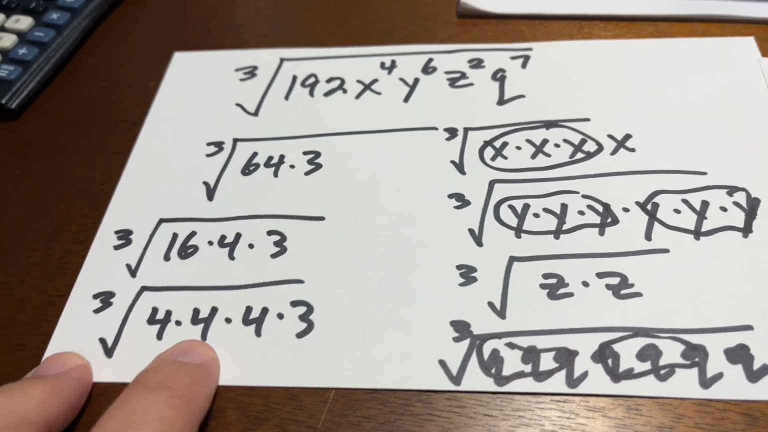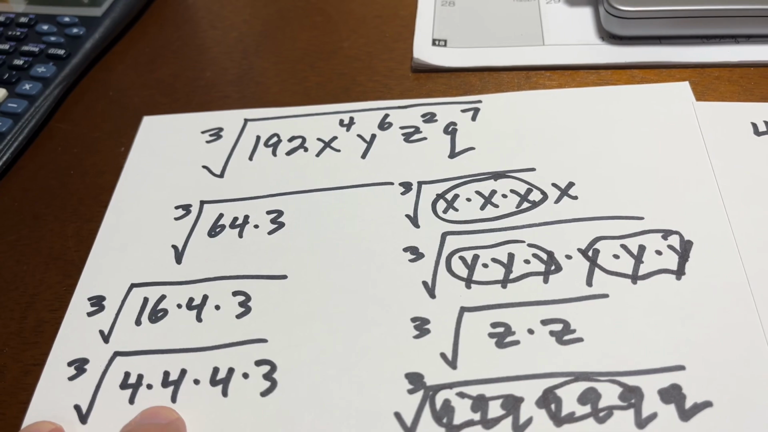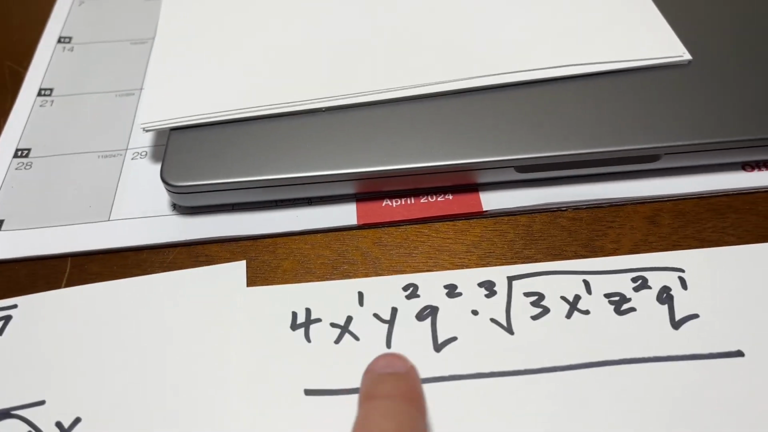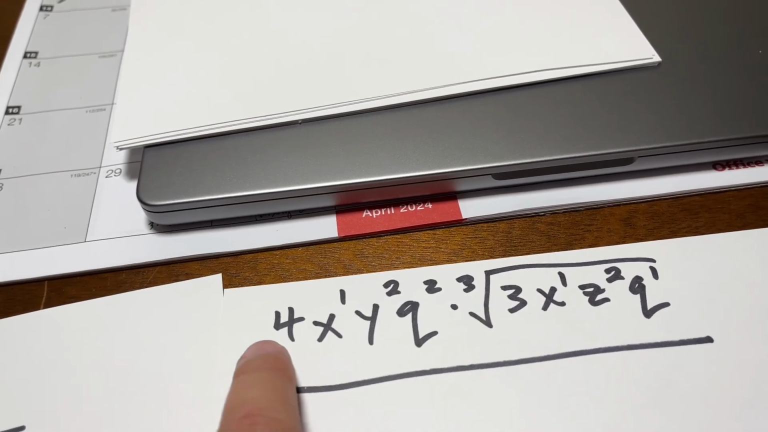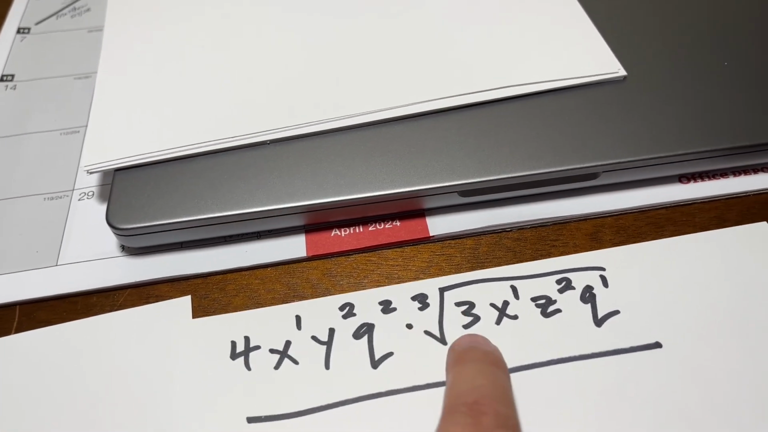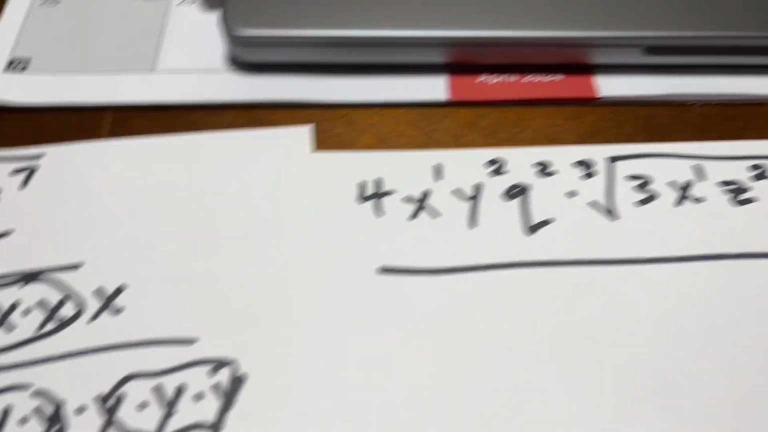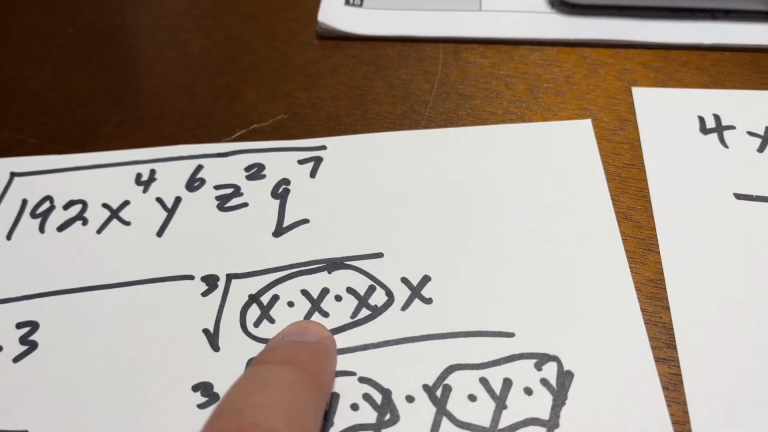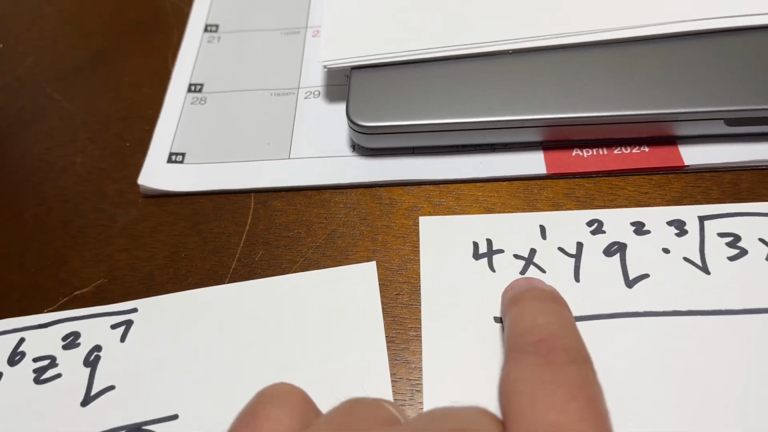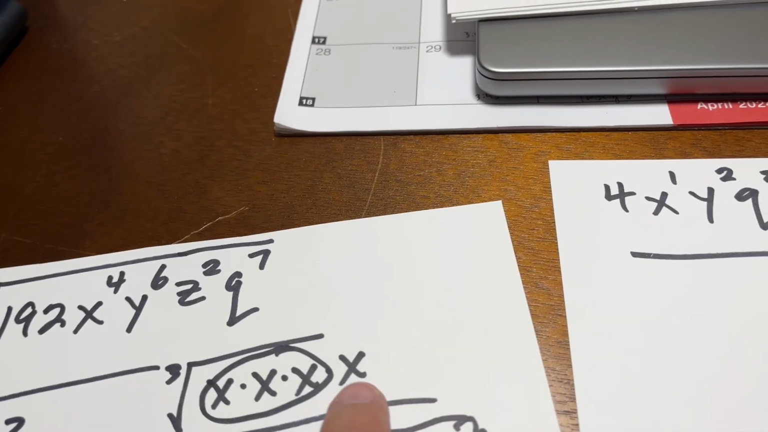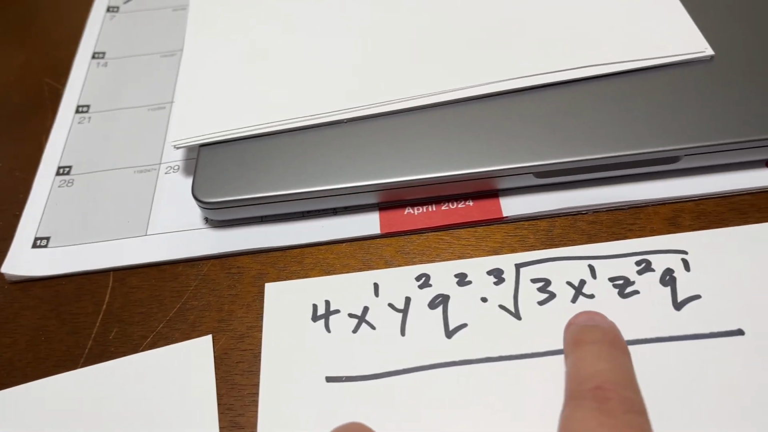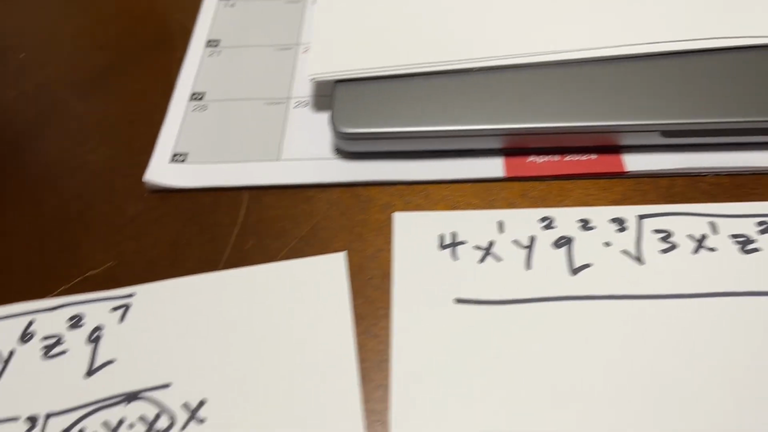From this, I have 3 4s, so that 4 is going to come on the outside, and then I have a 3 left over, so that's what I have underneath there. So I have 4 times the cube root of 3, just in terms of the numerical part. Now, in terms of the variables, I had one set of 3 here, so that's x to the first power, and then there was an x that was left over, so that goes underneath the radical.